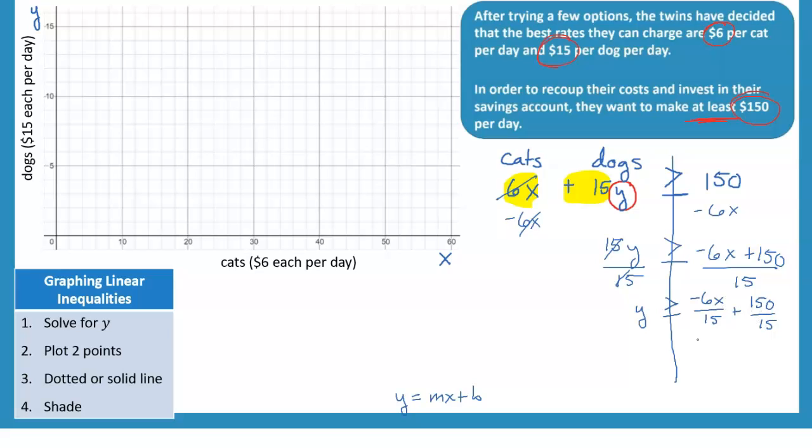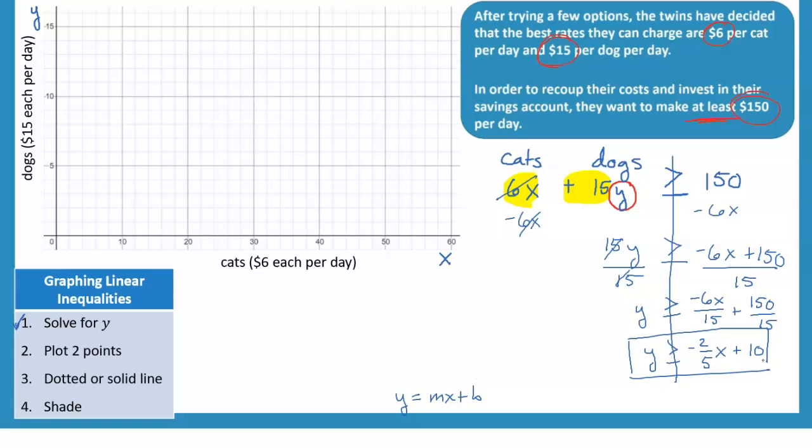If we simplify each of these separately, we will get negative 6 over 15. Both of those are divisible by 3. We get negative 2 on top and 5 on the bottom, so negative 2/5 x. And then 150 divided by 15 is going to be 10. So there is our inequality in slope-intercept form, right there: negative 2/5 x plus 10. We solve for y. Okay, our next step is to plot 2 points.